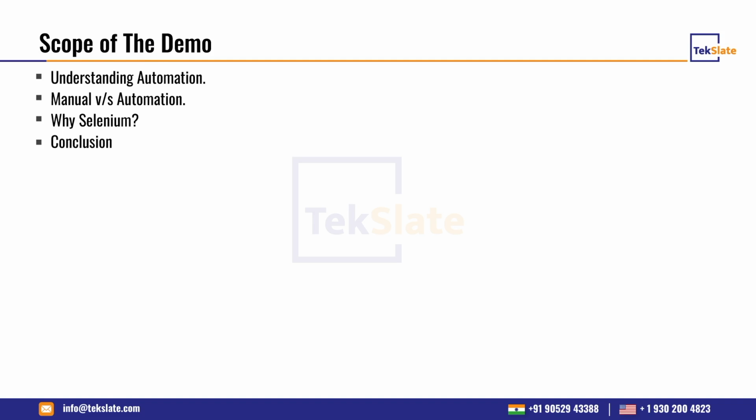What is today's agenda? Today's agenda is understanding automation, why automation is required, and how we used to test using the manual process earlier. So how we are moving to automation, why it is required, all those things we are going to learn.